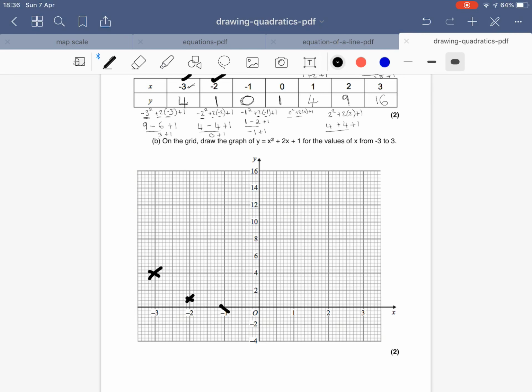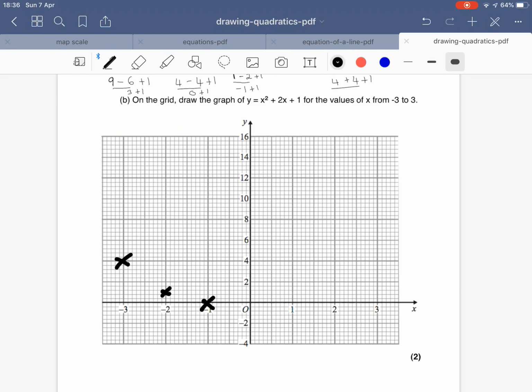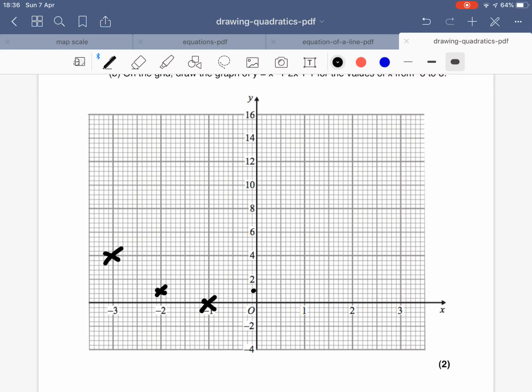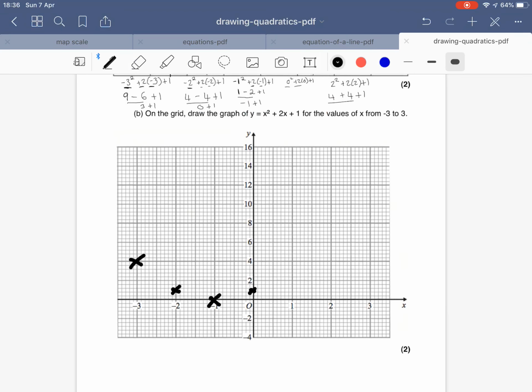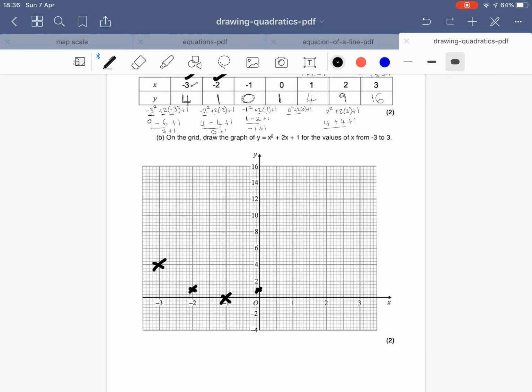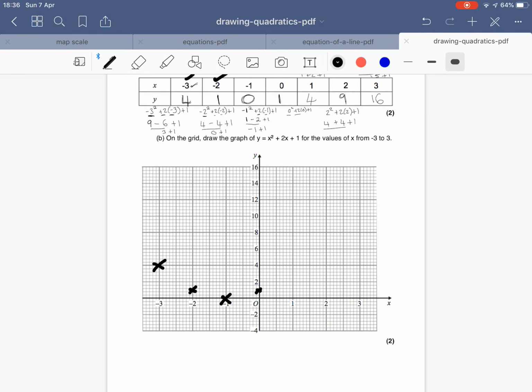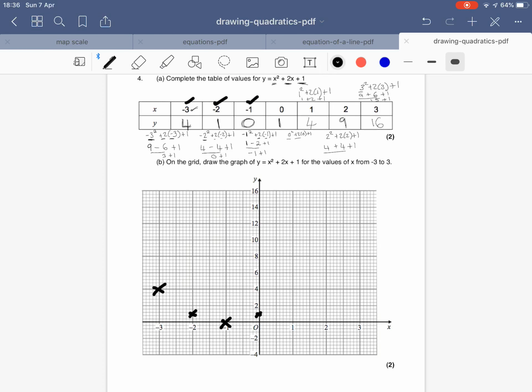Minus 1, nothing, so minus 1 up nothing. 0 up 1. Why do they put this going up in 0.4s? That's stupid. Minus, no minus. So hang on, I'm not checking these off. That one, done that one. Next one, 1, 4. So that goes here.